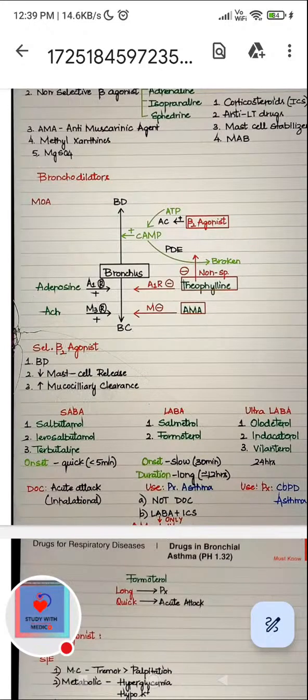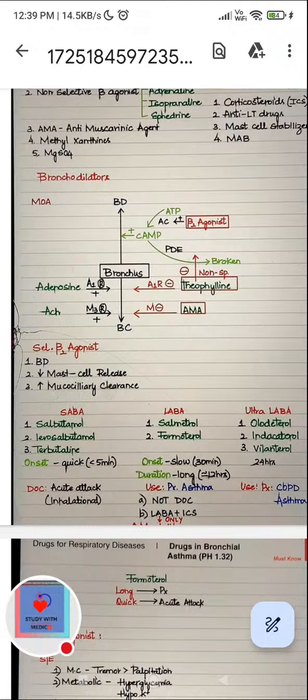So what they do is increase the cyclic AMP so that the mast cells are inhibited and do not release histamines and leukotrienes, LTD4, LTC4. Because of this, bronchodilation will be there. They are well tolerated when inhaled. So, what are the side effects? They can cause tremors, tachycardia, palpitation, hypokalemia, and even cardiac arrhythmias, because if there is an overdose, they can also act on the heart.